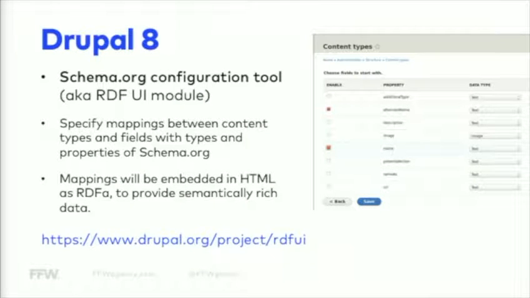If you're using Drupal 8, similarly there's a module that you can use. It's called the schema.org configuration tool, also known as the RDF UI module. The URL for that is at the bottom of the slide. It uses a slightly different, but the same approach of mapping from your content type to a schema, and then fields within your content type to schema properties.